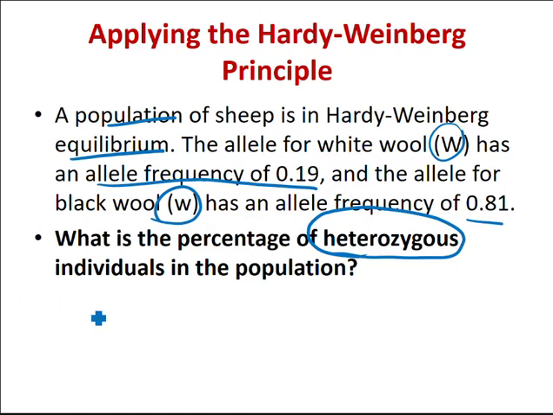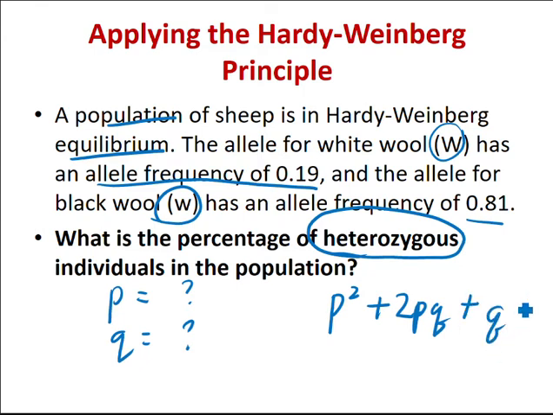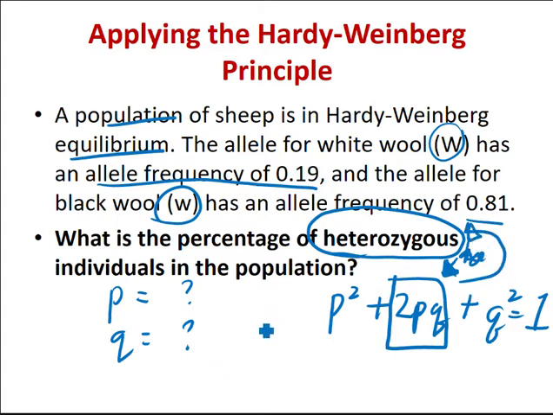So you have to identify what is P, what is Q. So what is the formula for Hardy-Weinberg principle? Can you recall? It's P squared plus 2PQ plus Q squared, which is equal to 1. So we are trying to look for 2PQ. If you look into this equation, 2PQ is the heterozygous lah.